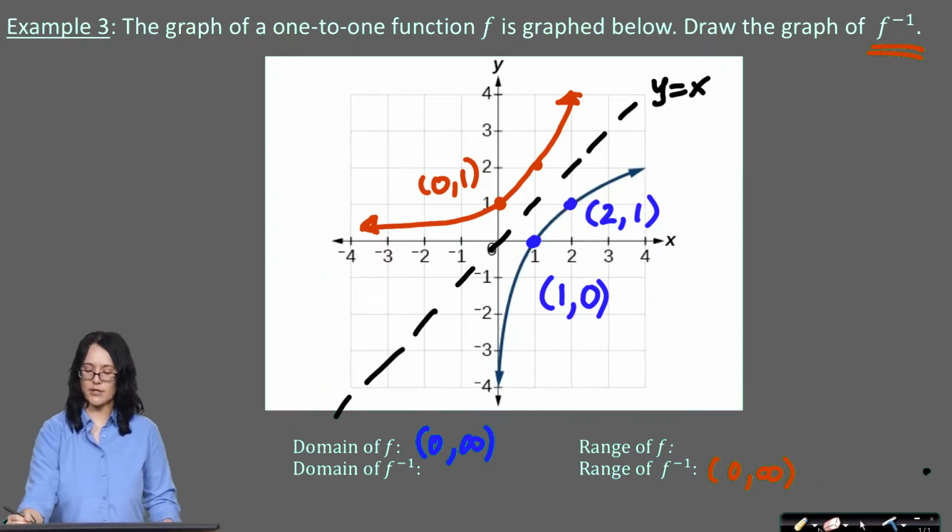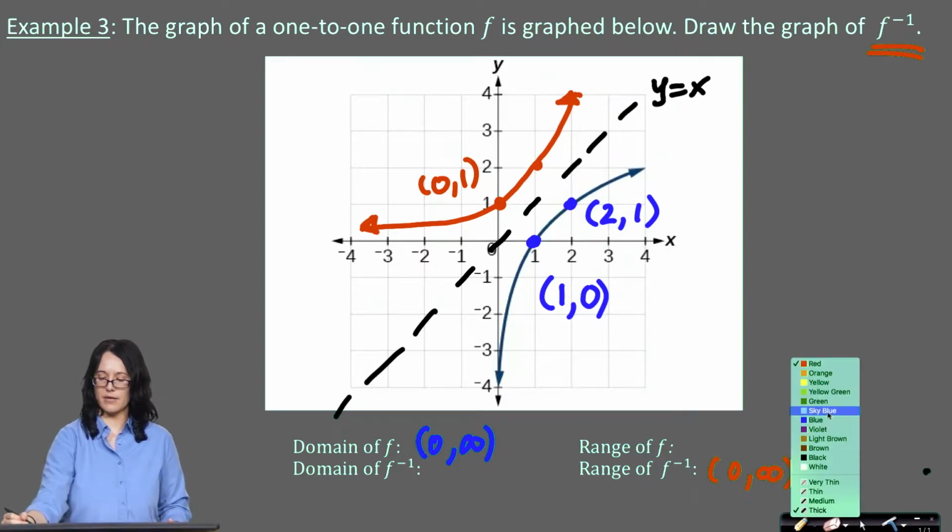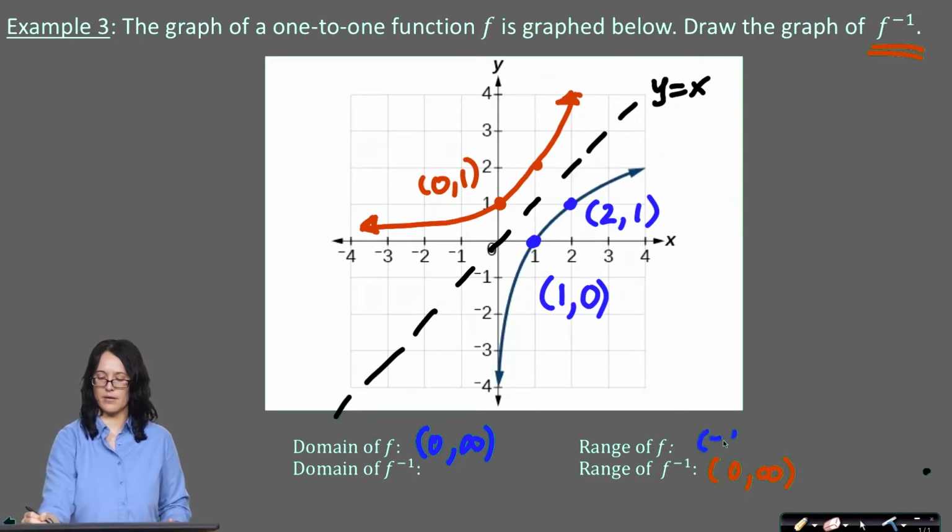How about the range of f itself? Well, the range of f appears to go down forever and slowly up forever. So that would be negative infinity to infinity. Well, that should be the domain of f inverse, the x values of f inverse. Well, let's take a look. Which x values are allowed for my red f inverse? Left forever and slowly to the right forever. That is negative infinity to infinity.